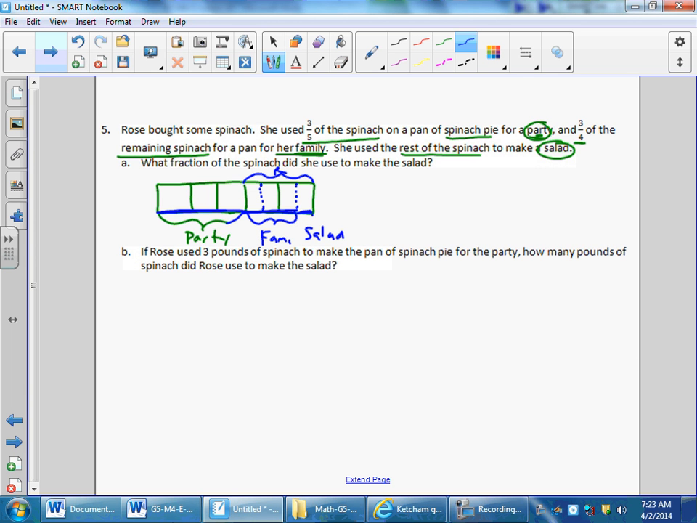Now, all my pieces have to be equal sizes, so I'm going to take each of my 5ths and break it in half. I now have 10 total pieces. The fraction that you use for the salad is right here. It's 1/10 of the spinach.